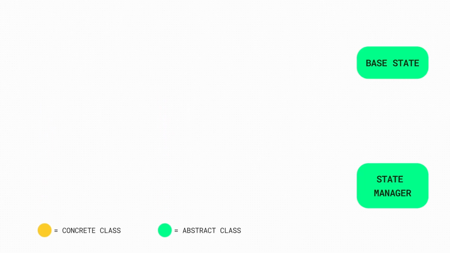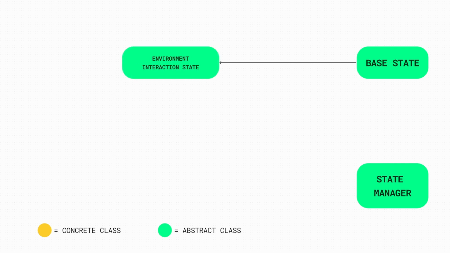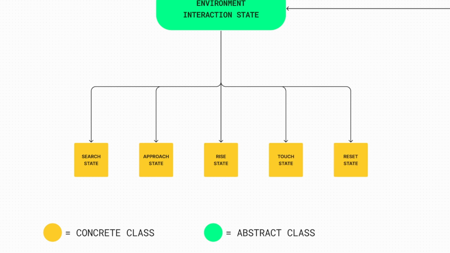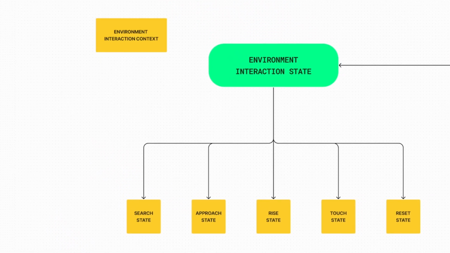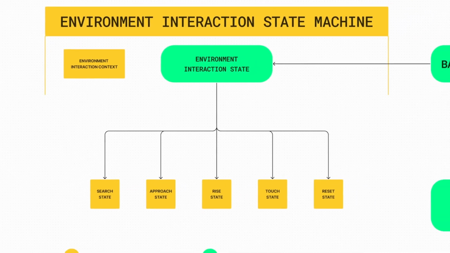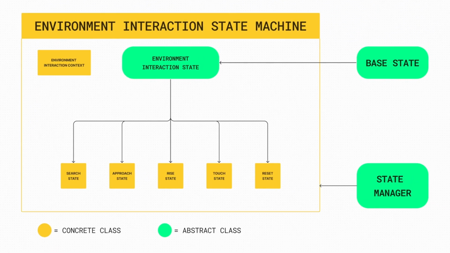The environment interaction state machine consists of the following classes: abstract classes, the base state, state management class, state manager, and the environment interaction state. The 5 previously mentioned concrete state classes, a context class, environment interaction context, and a concrete state management class, environment interaction state machine.